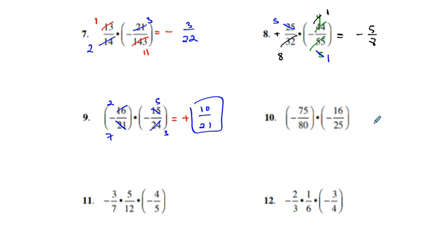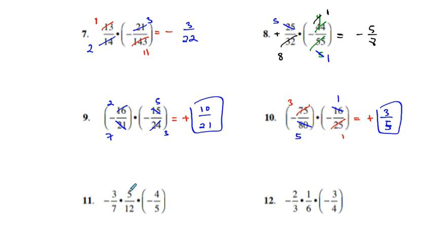Number 10, negative times a negative, again, positive. 75 and 25. 25 goes into 75 3 times. 25 goes into 25 once. 16 and 80, this is a little more challenging, but 16 does go into itself once, and 16 does go into 80 5 times, leaving me with just positive 3/5.